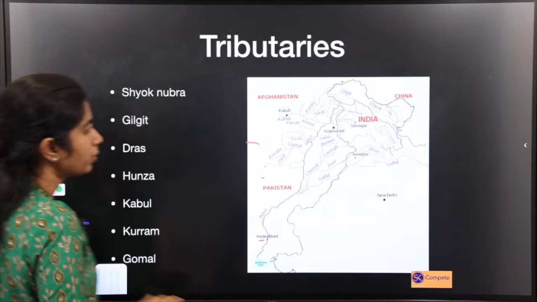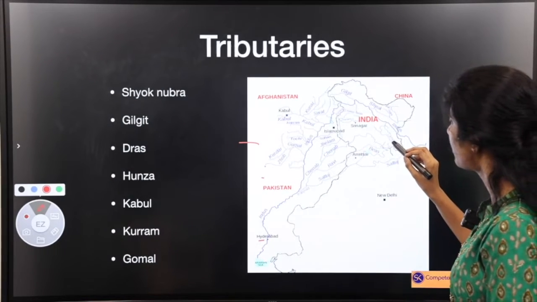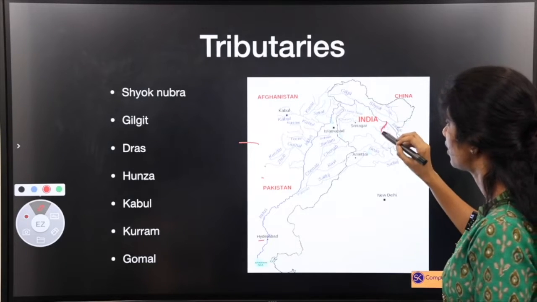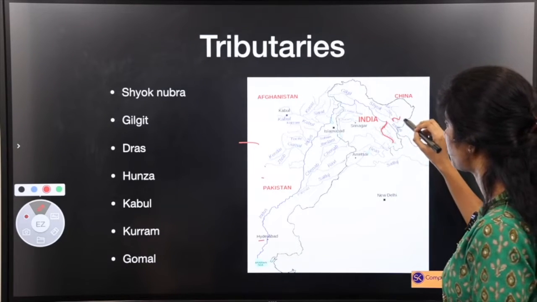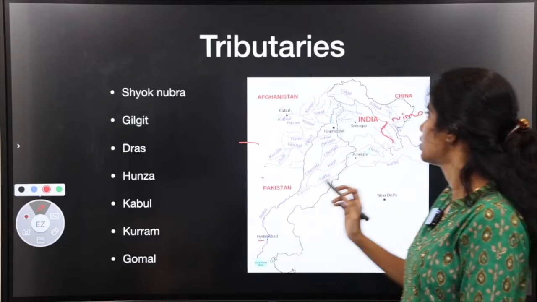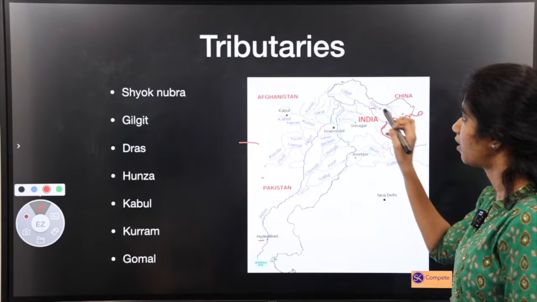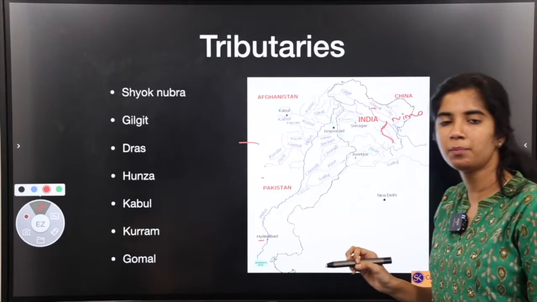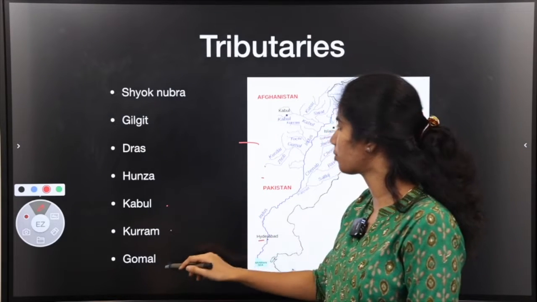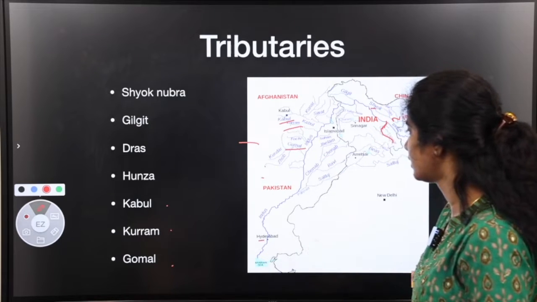So these are the other tributaries. So can you see here? This is the Zanskar river that is joining, flowing northeast, joining river Indus near Nimmu. What are the other tributaries? Just to remember the names: Shyok, Nubra. These are all joining river Indus here. Gilgit is in POK. Dras, Hunza, Kabul, Kurram, Gomal. Kabul, Kurram, Gomal. These are all existing in these.